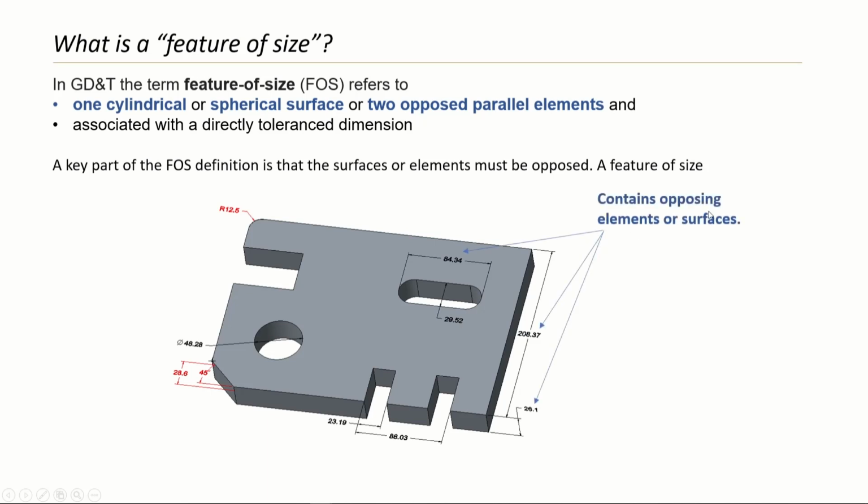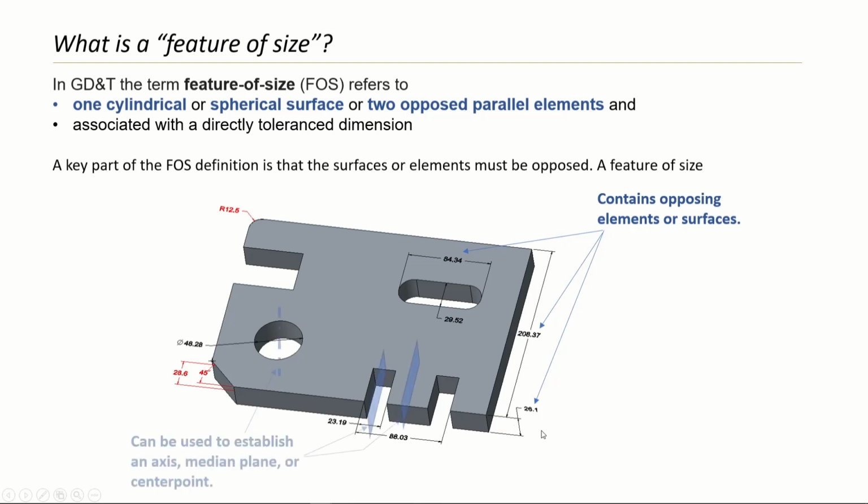Here you can see it contains opposing elements or surfaces. Like here you can see the slot length, it is a feature of size. Here the width of the plate is a feature of size. The thickness of the plate is a feature of size.